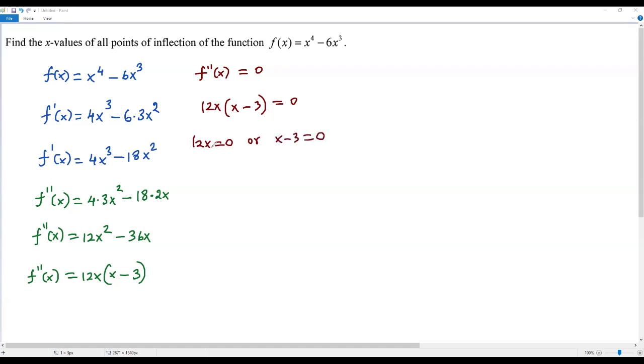So 12x equals 0. Now let's solve for x in this one. For that we have to get rid of this 12, which is multiplied by x. For that I have to divide both sides by 12. This 12 will cancel. I'm getting x equals 0.